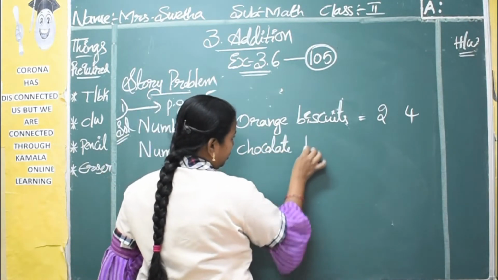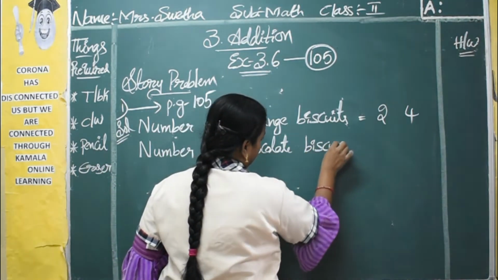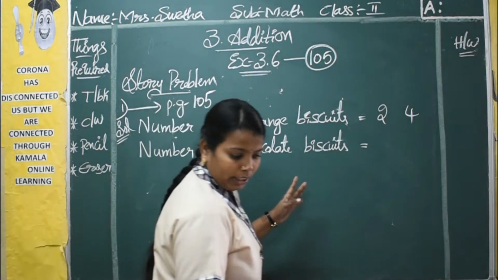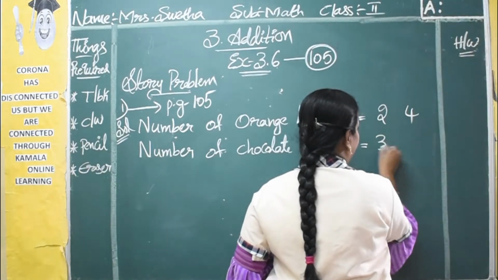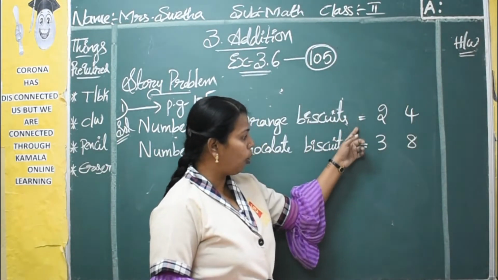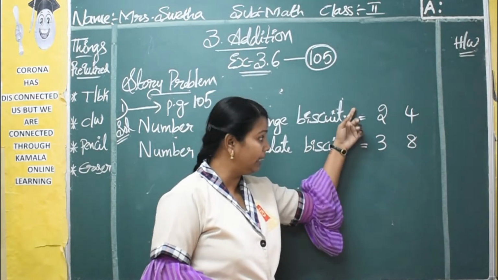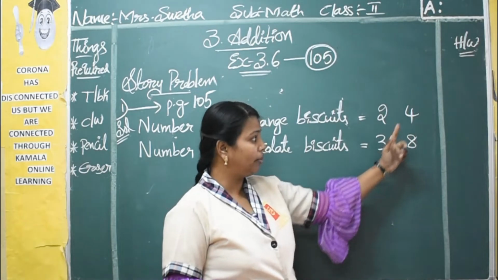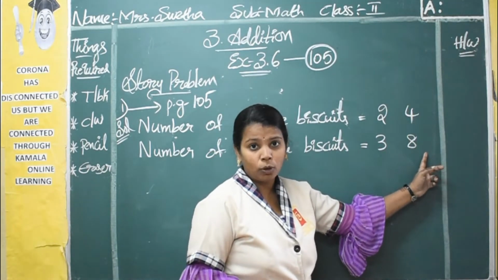It is chocolate biscuits. Okay, how many chocolate biscuits are there? 38. Okay, see here how I have written all the equals to. My equals to are in the same line, and my tens place number is also in the same line, and my ones place number is also in a straight line.